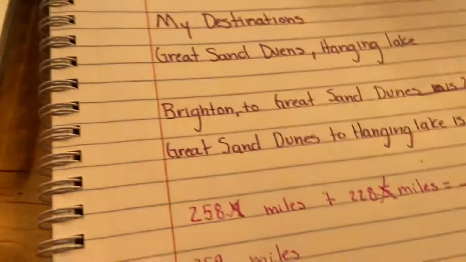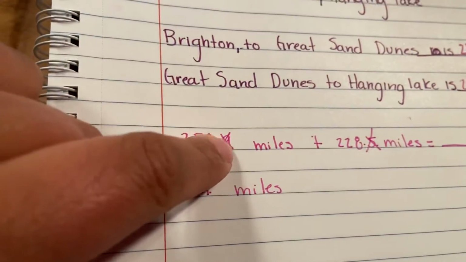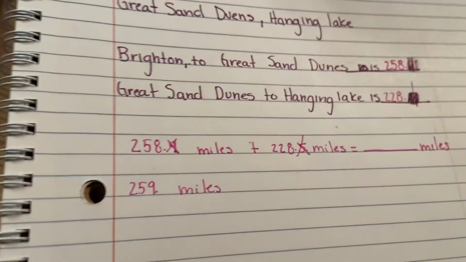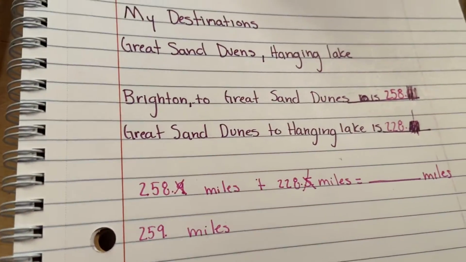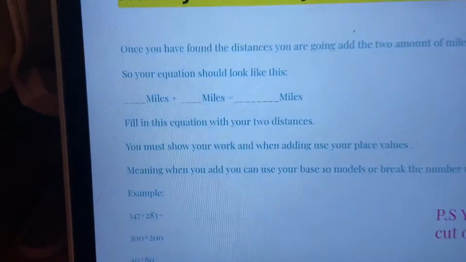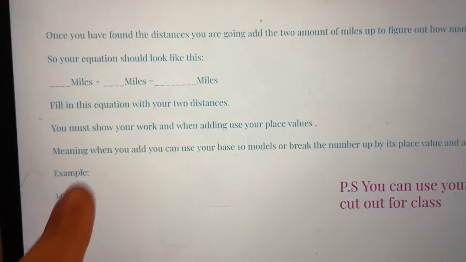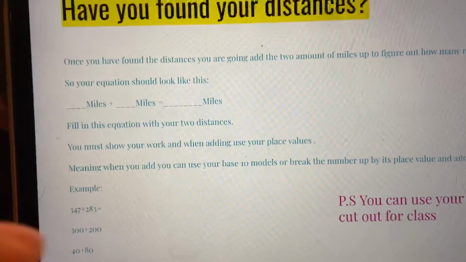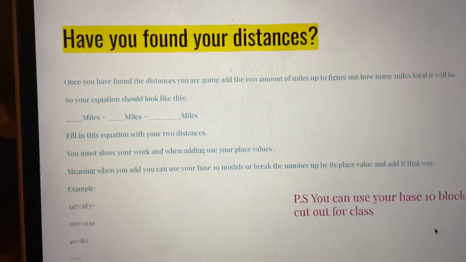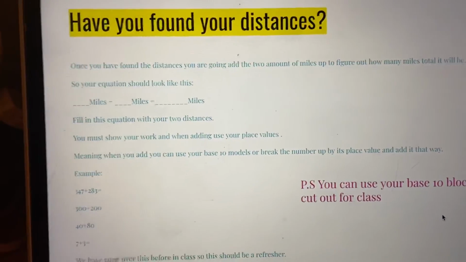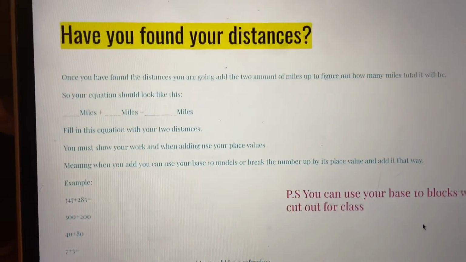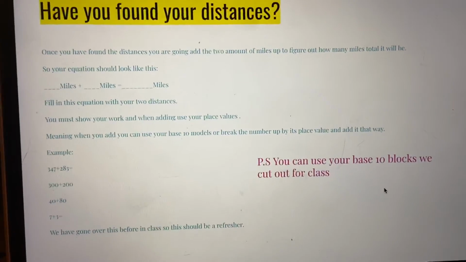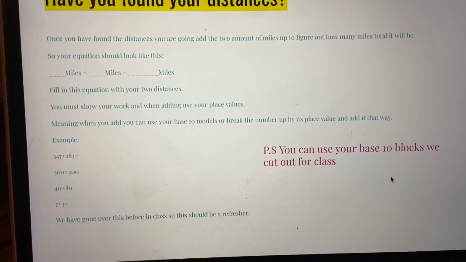And I have that written down right here. And see how I have those marked off because we don't even need them. So that's what they should look like after they're plugged in, okay? Now, this is going to be your equation. When you show your work for adding, it has to be using place values. We've talked about place values a lot this semester, so it should be easy for you guys.